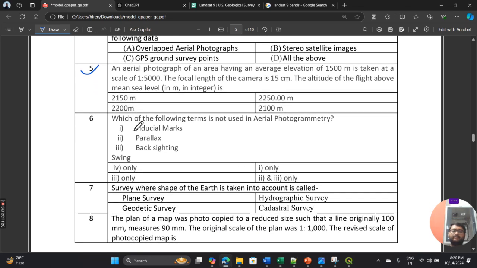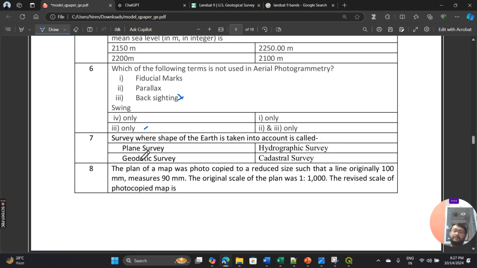Then this is based on a theoretical question. Which of the following terms is not used in aerial photogrammetry? Back sighting is mostly used in land surveying, so this is not correct. Parallax and fluvial marks are there, so we use 1 and 2. Then slewing is there. So I think here option 3 is not the correct one. Which of the following is not used? Obviously this third one is not correct. The first, second and third, I think we are using; the fourth one we are using.